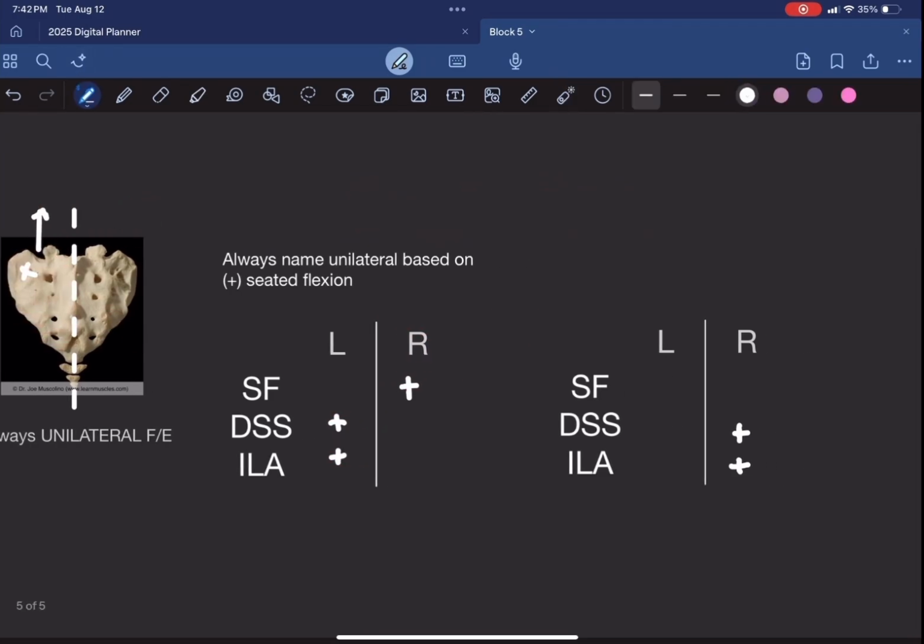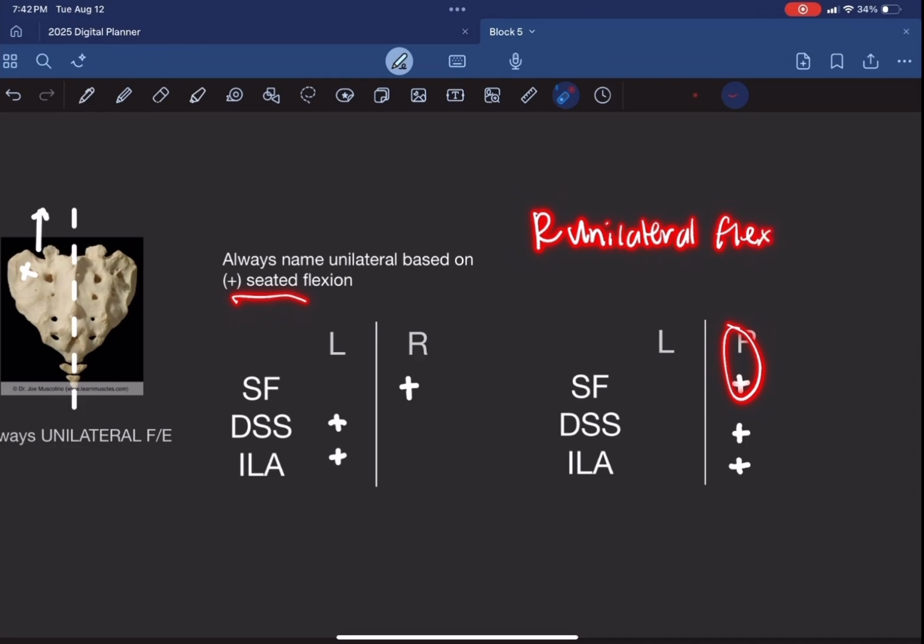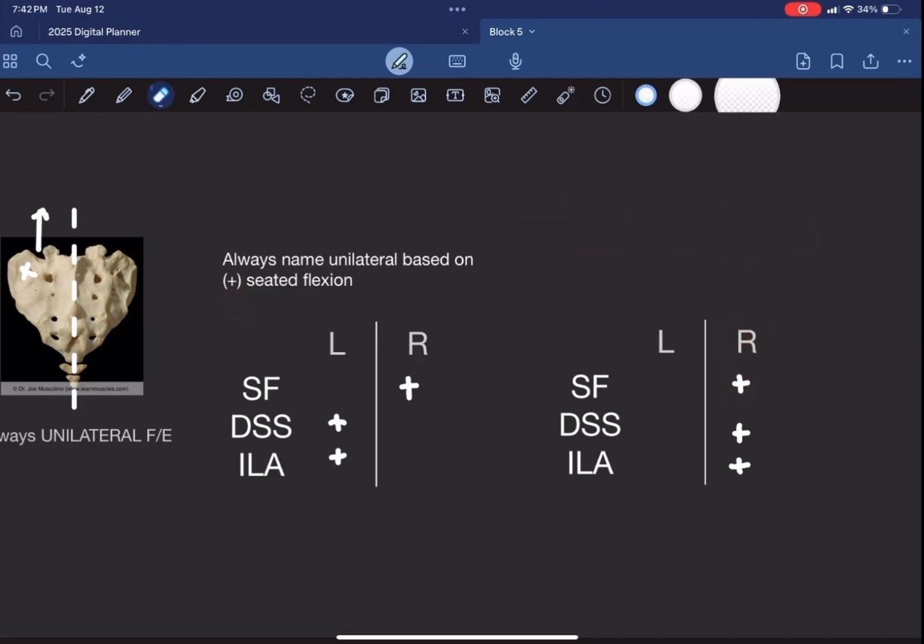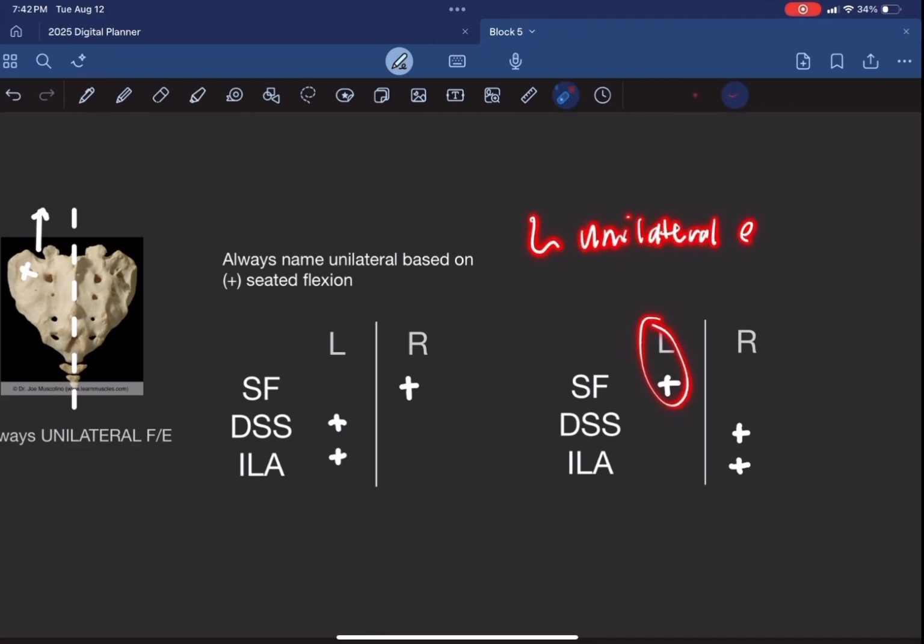Okay, let's do the same thing on the other side. So let's say all the findings were here, it would be, based on the side of seated flexion, right unilateral flexion. Or if the seated flexion was positive here, it would be a left unilateral. And remember, it's not flexion, it would be extension.